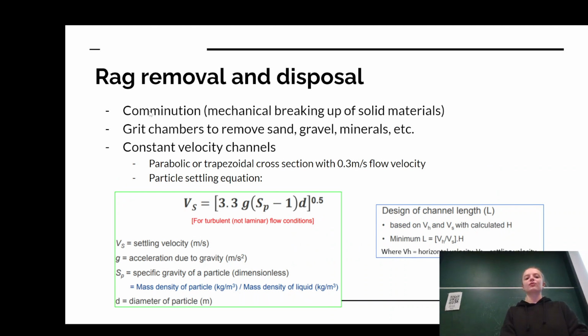They have this process called comminution, which is mechanically breaking up these solid materials. Then they have grit chambers to remove sand, gravel, and minerals, and then constant velocity channels. So they run the water through these channels and then wait for the solids to fall to the bottom, and then they scrape them off the bottom. Alright, these constant velocity channels can be parabolic or trapezoidal, and then they ask you to find the settling velocity for solids in that water. So that's the equation here. Make sure that you're referencing turbulent, not laminar flow conditions. Alright.